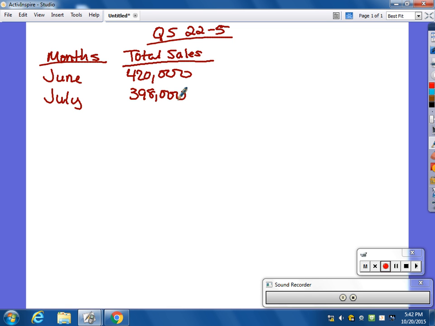And for credit sales, what was the rule for credit sales? It's 40%, and then 20% in the same month, of the total sales. Yes, 20% in the same month of the sale.